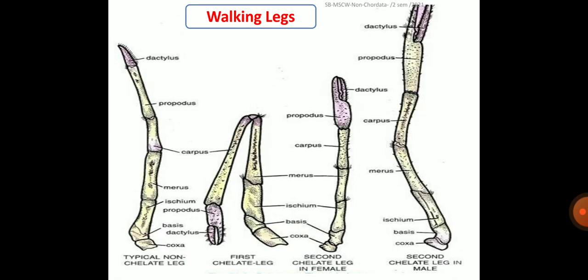Coming back to the remaining 5 pairs of thoracic appendages, which are called pereiopods or walking legs. You can see the beauty of the legs here. The first and the second are called chelate legs. Then the third, fourth and fifth legs are called non-chelate, which I am going to explain a little later.